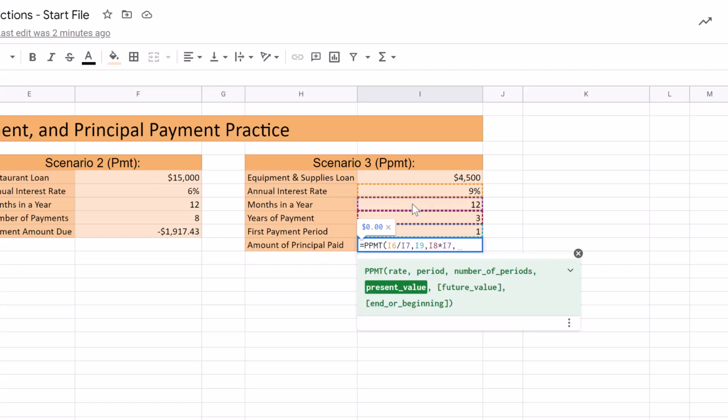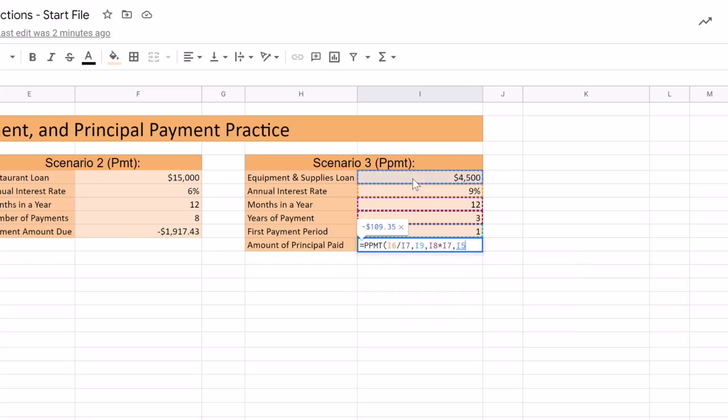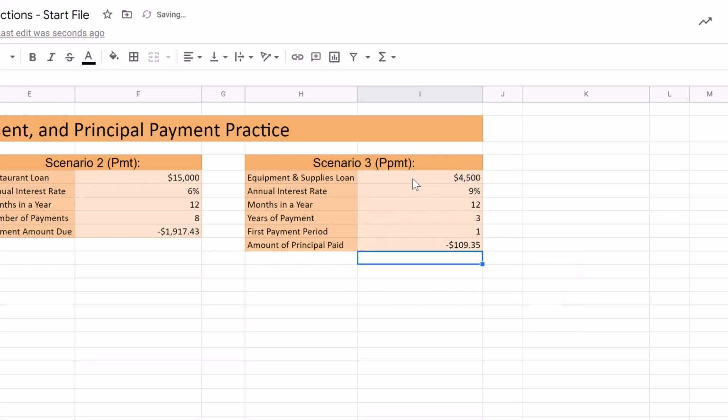Lastly, our present value will be $4,500, which we can input by clicking on cell I5. Now we press the Enter key and we find out that our principal amount paid off in the first pay period is $109.35.